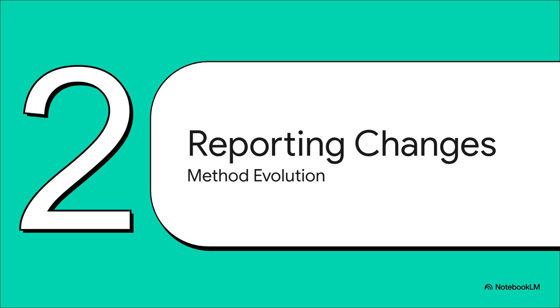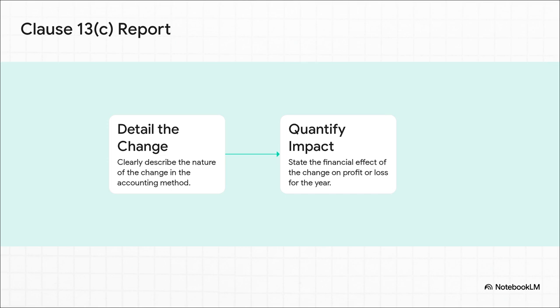But what if you have a totally valid reason to change your method? I mean, businesses evolve, right? Well, you absolutely can change it, but you've got to report it. And the way you report that change is super specific. So if you did switch things up, Clause 13C kicks in with two mandatory steps. First, you have to describe the change in plain English, something like, the business moved from a cash basis to a mercantile basis. Simple enough.